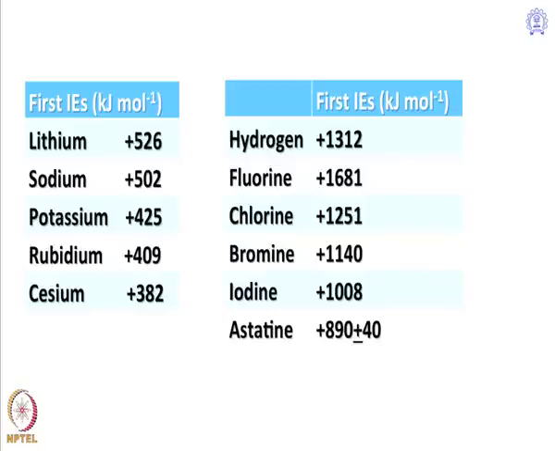Let us see the first ionization energy of halogens. Fluorine has plus 1681 kilojoules per mole, chlorine has 1251, and bromine has 1140. Iodine has 1008, whereas astatine shows 890 plus or minus 40 kilojoules per mole. You can see that it's gradually decreasing. Of course, the size is increasing. That is quite obvious because of the periodic trends that follow whatever is predicted according to the charge to size ratio. And interestingly, hydrogen's first ionization energy is about 1312 kilojoules per mole. That comes very close to fluorine.